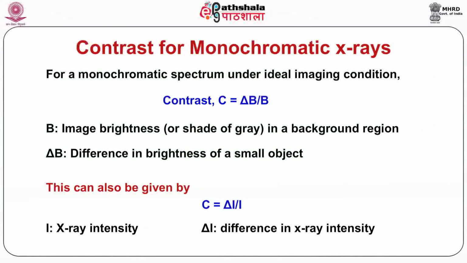For a monochromatic spectrum under ideal imaging condition, contrast C is equal to the ratio of delta B upon B, where B is image brightness or shade of gray in a background region and delta B is the difference in brightness of a small object. This can also be given by C equal to delta I by I. Here I is X-ray intensity and delta I is difference in X-ray intensity.